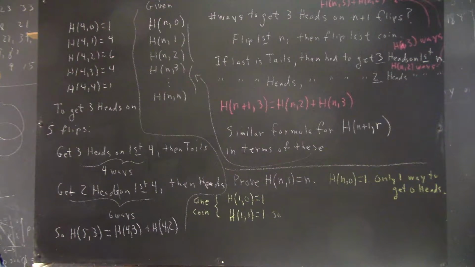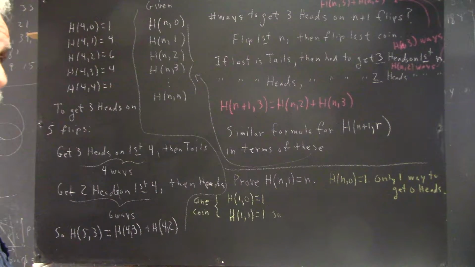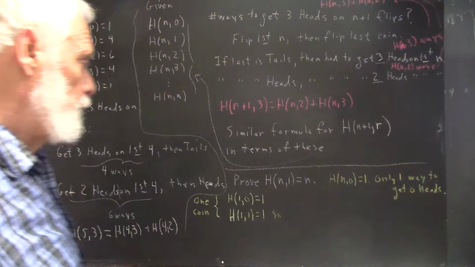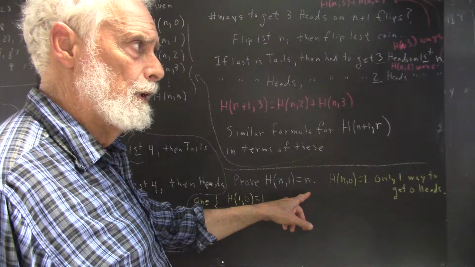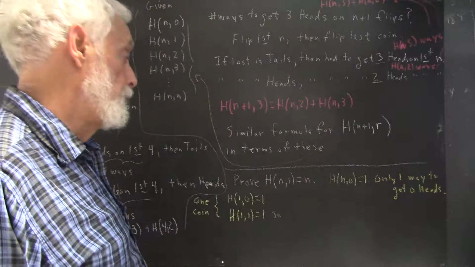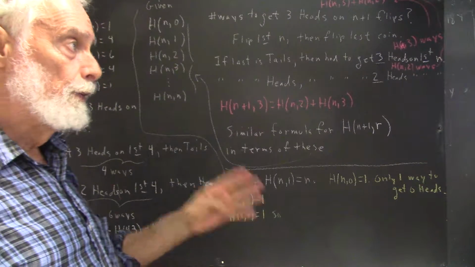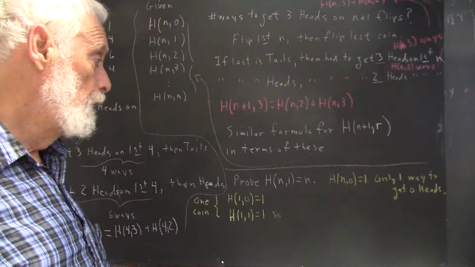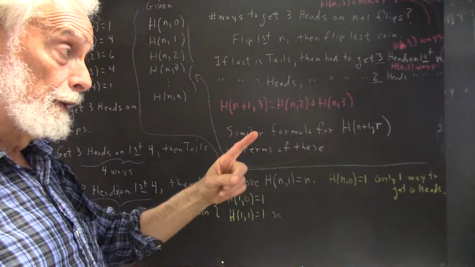Now we know from the first few listings we made of coin flip outcomes that whatever n is, h of n,1 seems to be equal to n. And there's actually a pretty simple reason for that, and it's pretty easy to understand. If you flip 4 coins, there are 4 ways to get exactly 1 head.